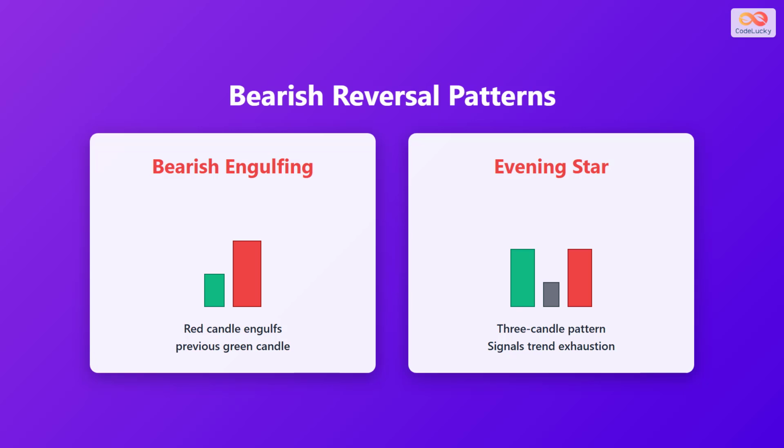Just as there are bullish reversals, bearish patterns signal potential downtrends. The bearish engulfing pattern shows a large red candle that completely engulfs the previous green candle, indicating that sellers have overpowered buyers. The evening star is the bearish counterpart to the morning star. This three-candle pattern appears at the top of an uptrend with a long green candle, followed by a small candle and then a strong red candle. It signals trend exhaustion and that the market may be reversing downward.